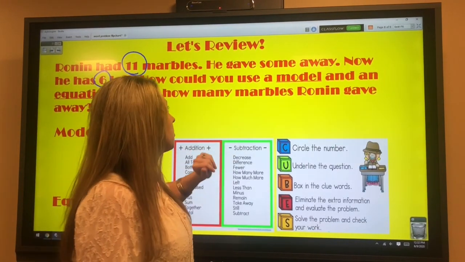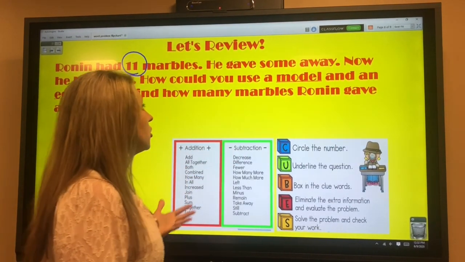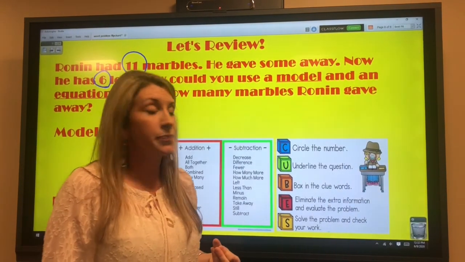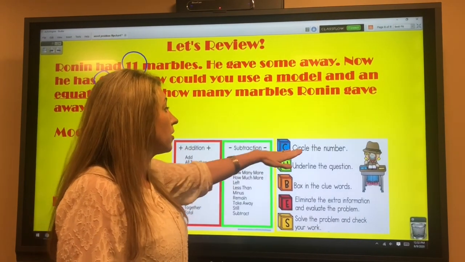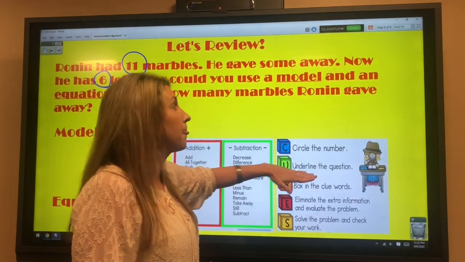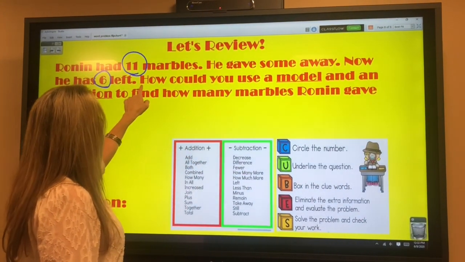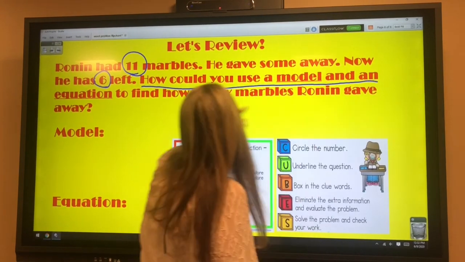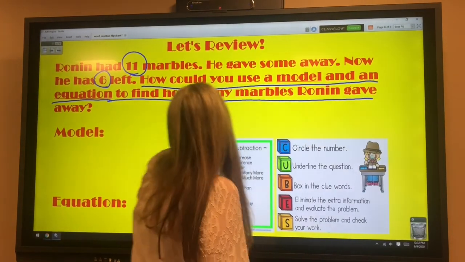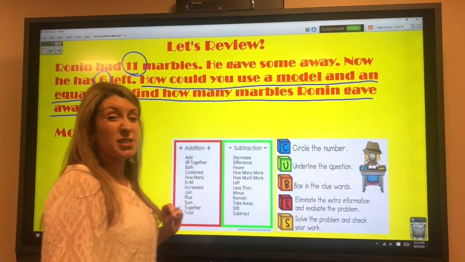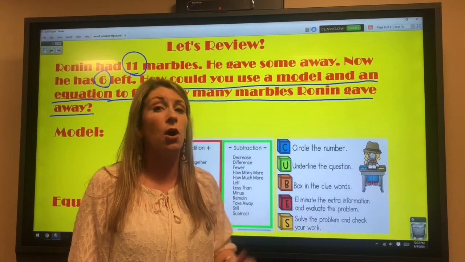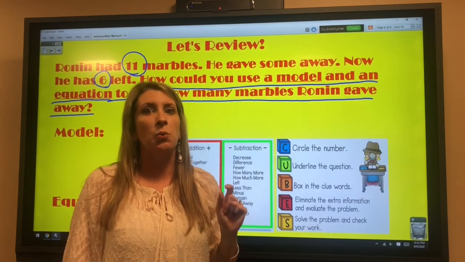In the last part of this problem, we are just asked how we could use a model and equation to find out how many marbles Ronan gave away. So that would be part of our U in our CUBES method, underlining the question, where it says, how could you use a model and an equation to find how many marbles Ronan gave away. We are still going to solve this problem. We are just going to make sure that we include our model and an equation when we solve it.